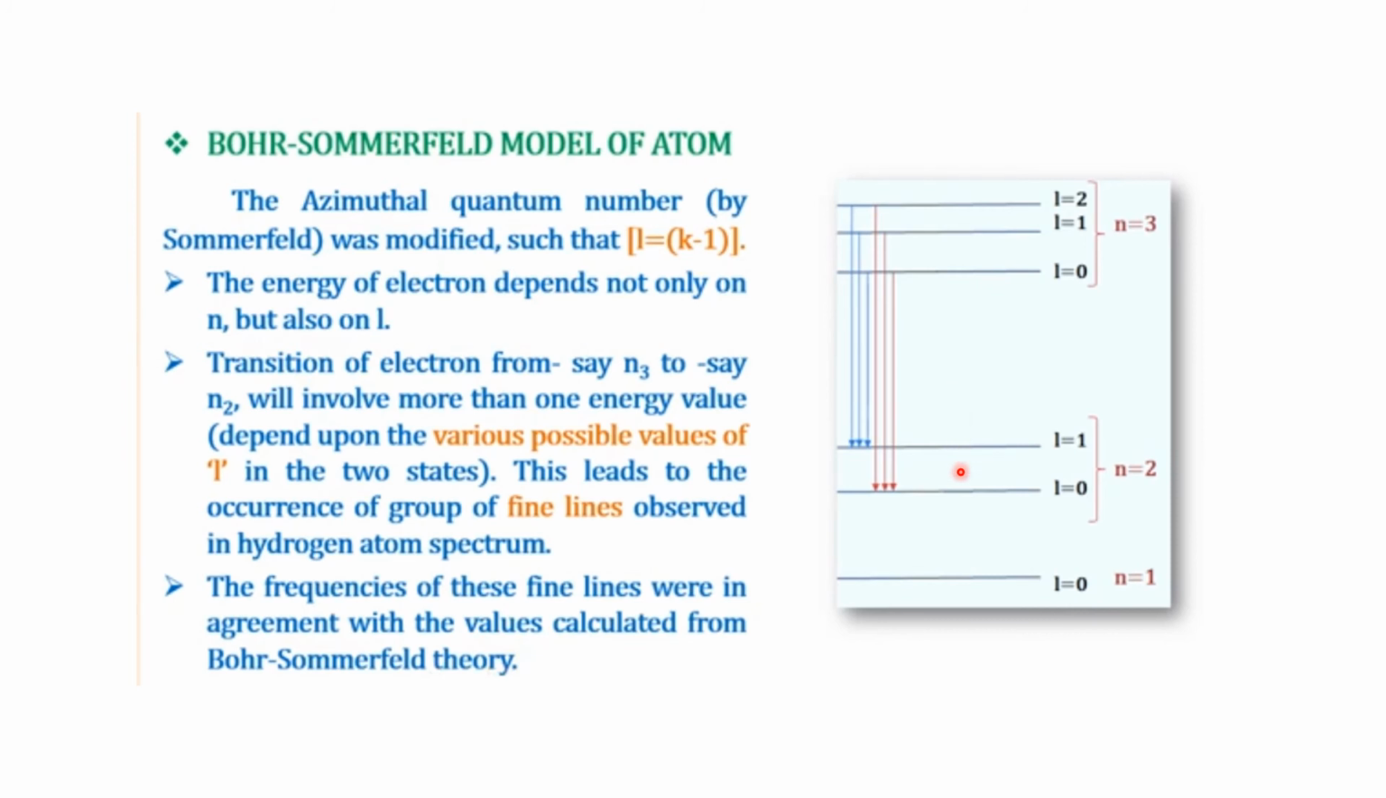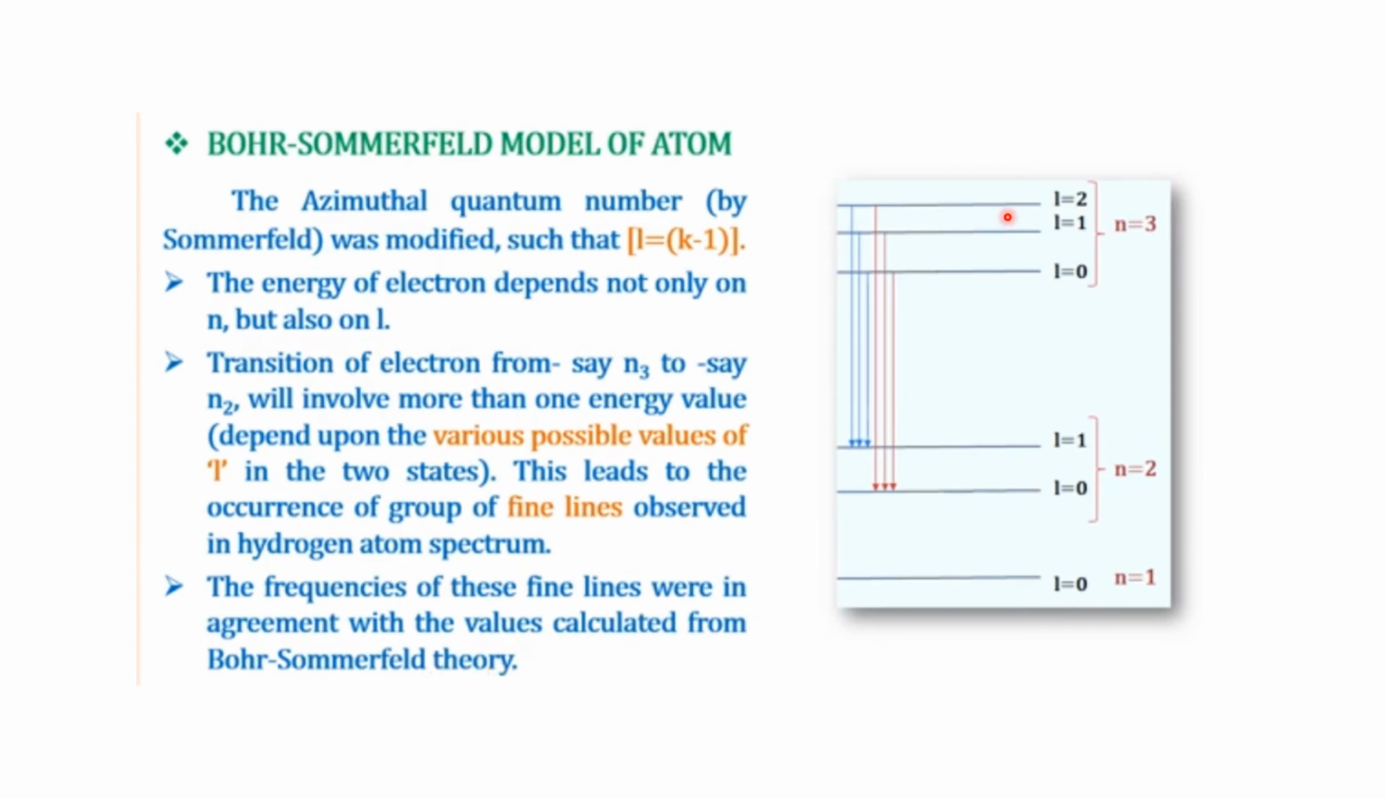In the same way, an electron from the third energy level can jump to the first energy level also, that is, l equal to 1 from any of these three sub-energy levels. So in brief, how it can be understood clearly: when an electron is jumping from n equal to 3 to n equal to 2, the second orbit has two sub-energy levels.